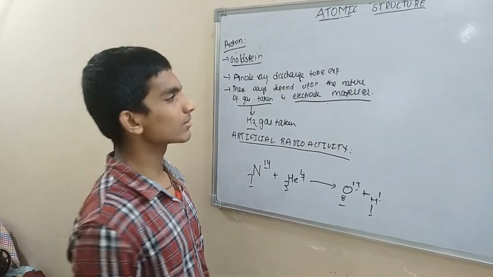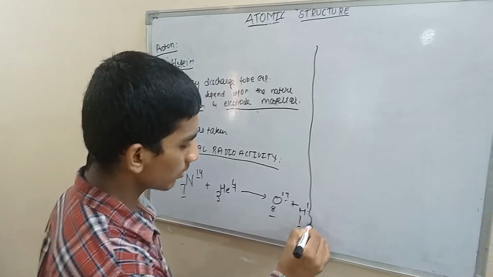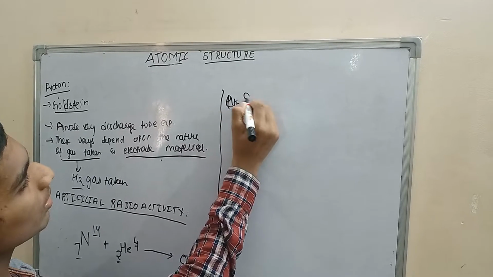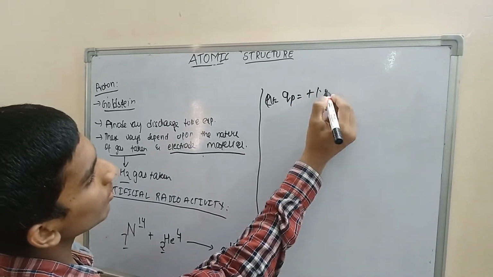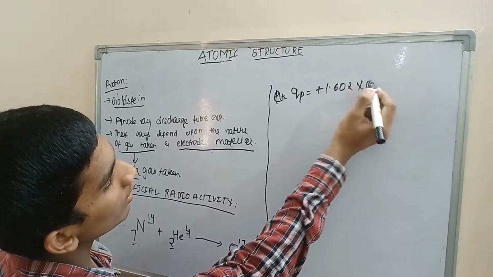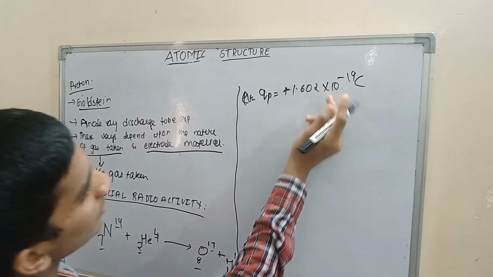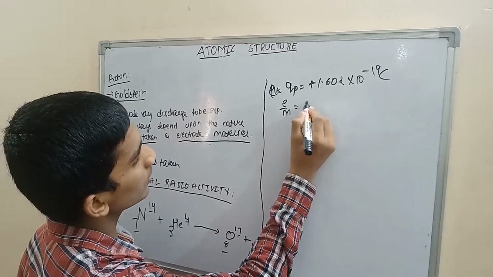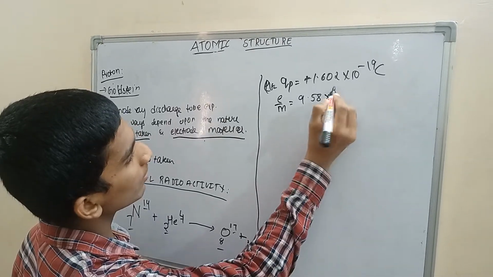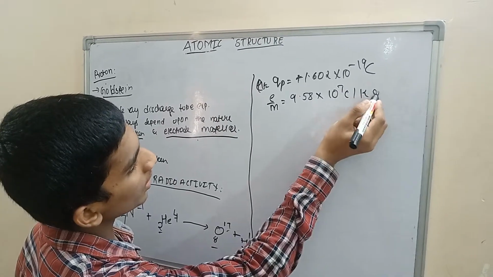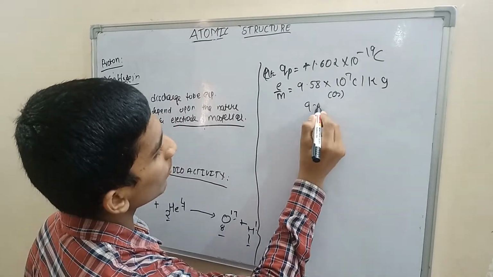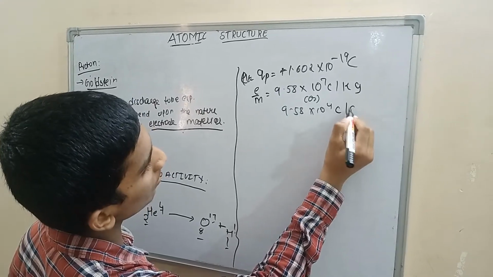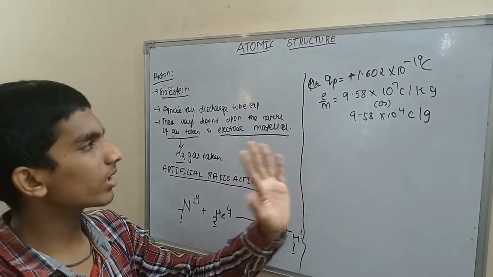Okay, what is the mass? Let's discuss. Don't say that I did not say about the charge. Positive, right? For proton, it is positive 1.602 × 10^-19 coulombs; the plus is important to represent. What is the E by M ratio? 9.58 × 10^7 coulomb per kg, or 9.58 × 10^4 coulomb per gram. This is the E by M ratio.